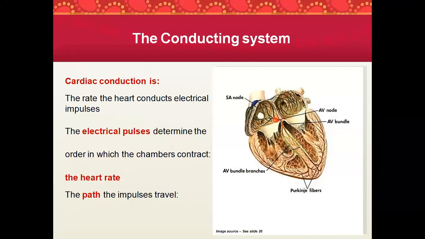Now coming to the conducting system. Your SA node, AV node. The heart conducts electrical impulses. All of you know how many times the heart is beating in a minute? Now answer me, what is the rate at which the heart conducts in a minute? It used to be 60 to 100, right? So that is the rate at which the heart conducts electrical impulses. The electrical impulses determine the order in which the heart chambers contract. That is your heart rate.